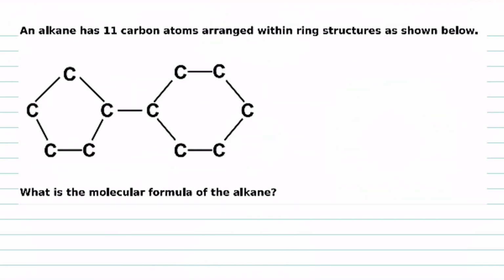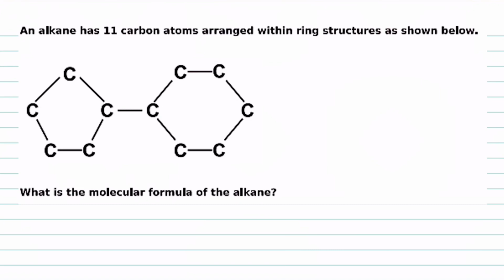Moving on. An alkane has 11 carbon atoms arranged in this structure. What is the molecular formula? Okay, so we are already given that this structure has only carbon-carbon single bonds. Now, the mistake that students are likely to make here is that they might just count the number of carbon atoms and plug it into the formula of alkane, seeing that there are only carbon-carbon single bonds. But no, these are cyclic structures, and cyclic structures do not have the same formula as straight chain alkanes.